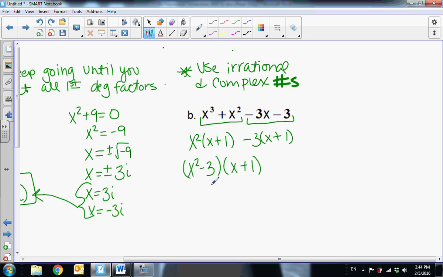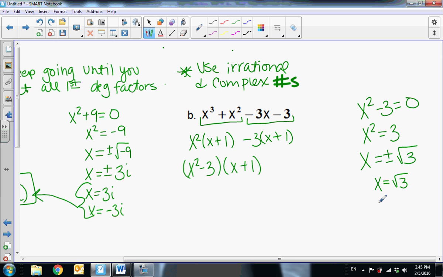All right, so take this binomial, x squared minus 3, and let's find the roots that we would get from that factor. So we would get x squared minus 3 equals 0, so x squared equals 3. So x equals plus or minus the square root of 3. So that gives me 2 more roots. x equals root 3 and x equals negative root 3.